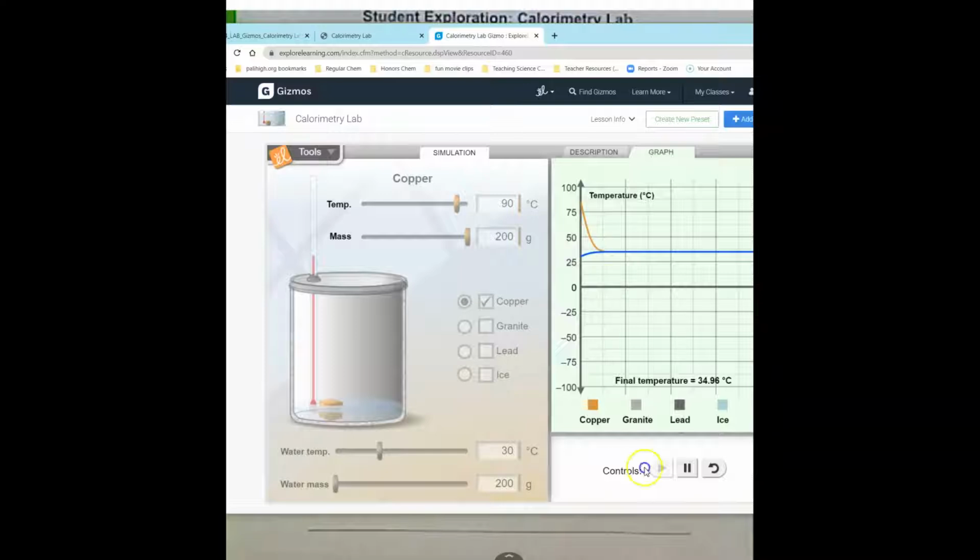So it says, what's the final temperature? Final temperature is 34.96 degrees Celsius. How much did the temperature of the copper change? Let's check it out. So we have 34.96. We know we started at 90 degrees minus 34.96 equals 55.04 degrees Celsius.